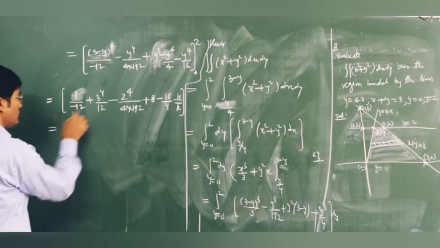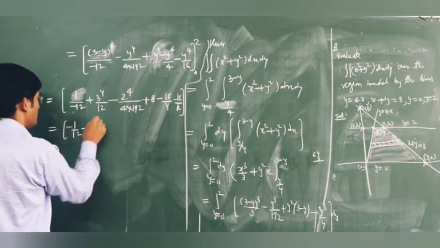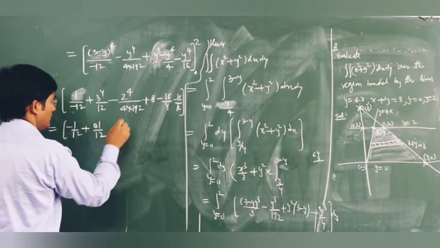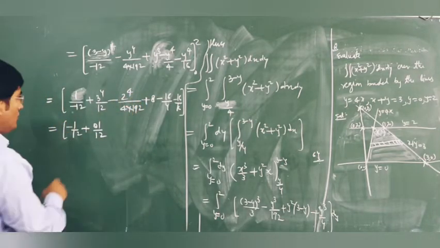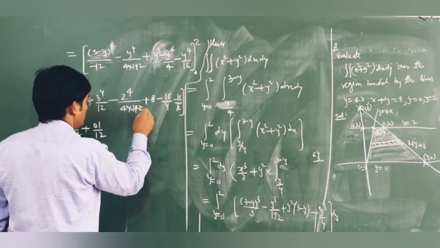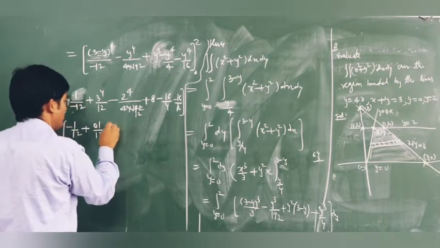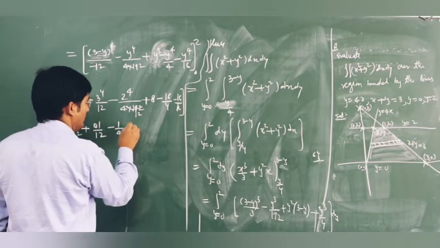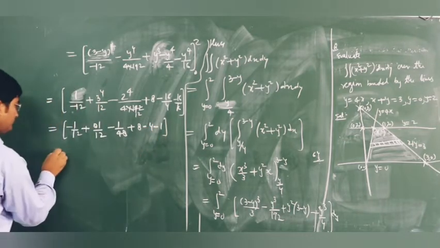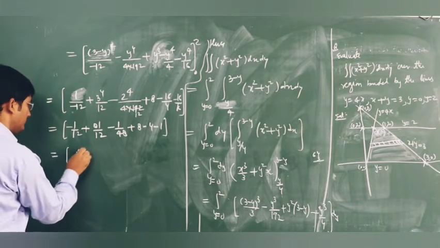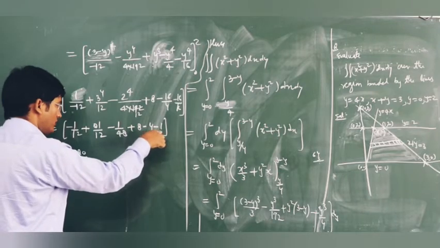So now this is your minus 1 upon 12. Now this is your 81 upon 12. Now this 16 will give you 12. So this is minus 1 upon 48, and then we have 8 minus 4 minus 1. Now this will be 80 upon 12. Then we have 8 minus 4, so this will be 4, minus 1, so we have plus 3.